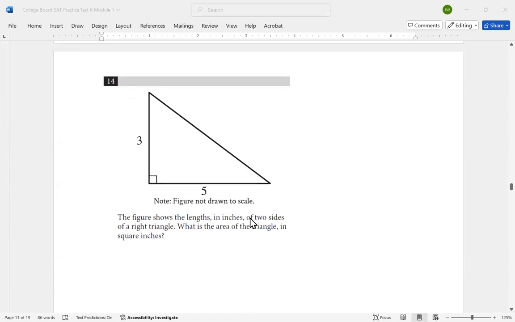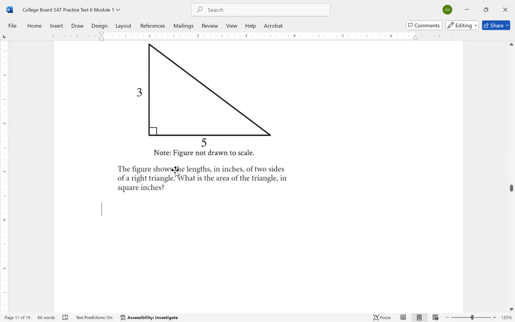Question 14. The figure shows the lengths in inches of two sides of a right triangle. What is the area of the triangle in square inches? So when we have a right triangle, the legs of the right triangle form the base and the height of the triangle as well, since they hit at a 90-degree angle. And so the area of a triangle is 1/2 times base times height.